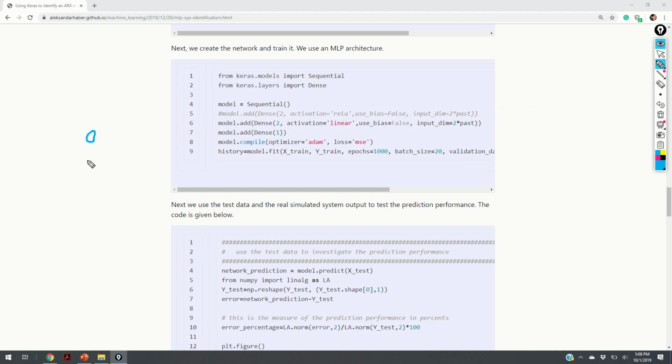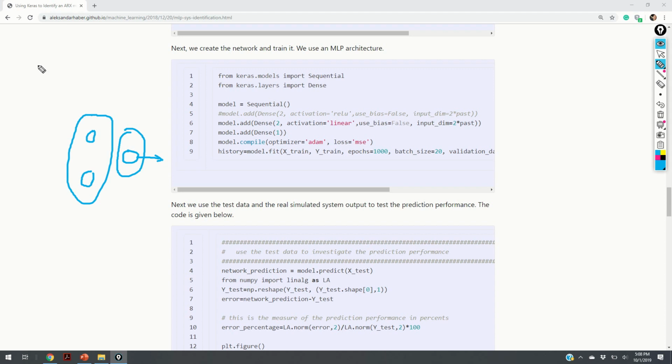In our case, the neural network will have the following form. This will be the input layer and this will be the output layer. The output layer only has a single neuron, since the dimension of the output is equal to 1.